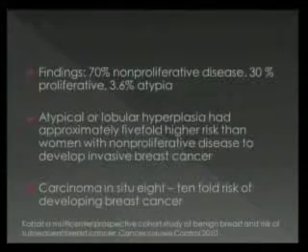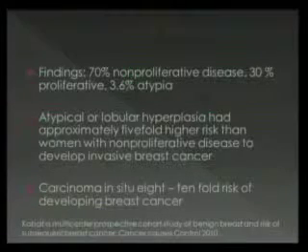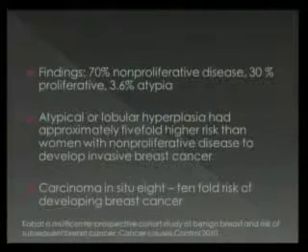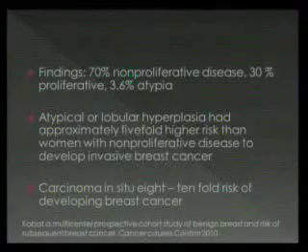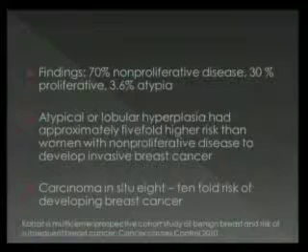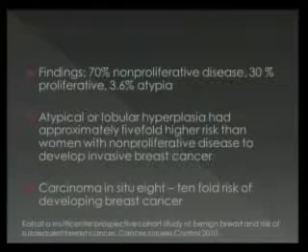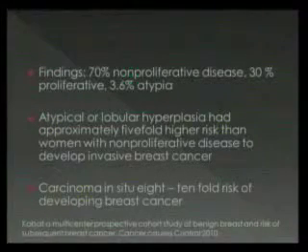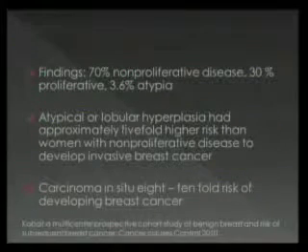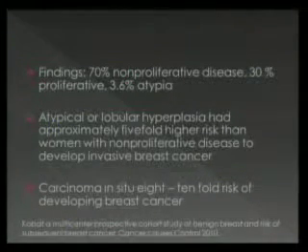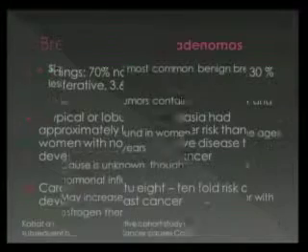On their findings, approximately 70% of the cysts were non-proliferative, 30% were proliferative, and 3.6% had atypia. Atypical or lobular hyperplasia had approximately a 5-fold higher risk than women with non-proliferative disease to develop invasive breast cancer. And carcinoma in situ had a 10-fold risk of developing breast cancer.